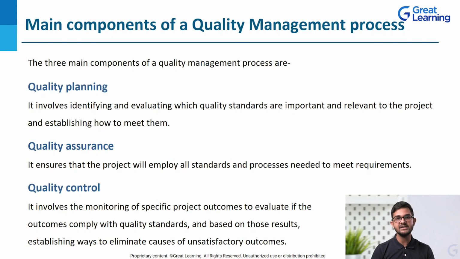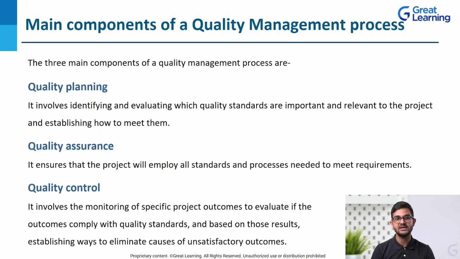It involves identifying and evaluating which quality standards are important and relevant to the project and establishing how to meet them. This is basically about setting the goals, SMART goals: specific, measurable, achievable, time bound. Those kinds of goals we have to set. This is the set of criteria, something where we want to reach. So that part is done by project quality planning. It involves identifying and evaluating which quality standards are important. So that is about project quality planning.